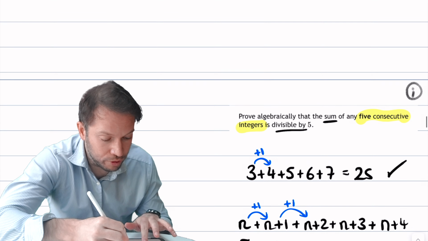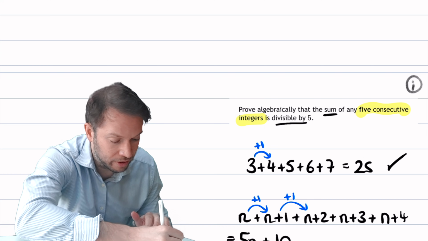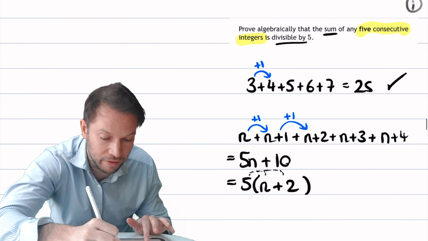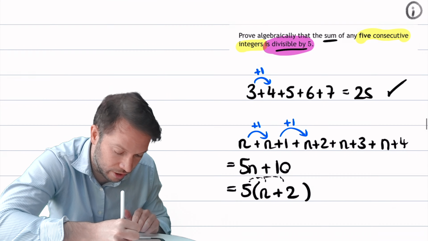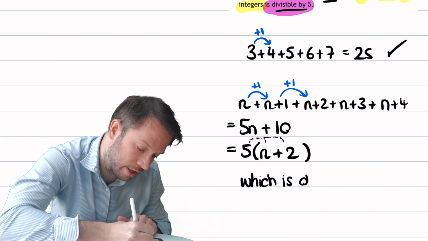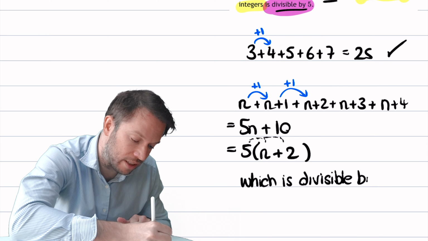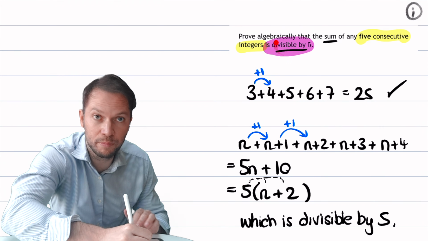Now, because this is a prove question, we prove that the sum of any 5 consecutive integers is divisible by 5. We just need to make reference to the fact that we have something that's divisible by 5. So you can just say at the end, which is divisible by 5, to make it really, really clear that we've managed to show the conclusion that we would have in this proof statement here.